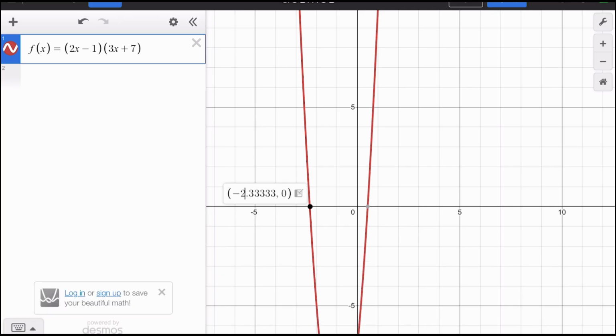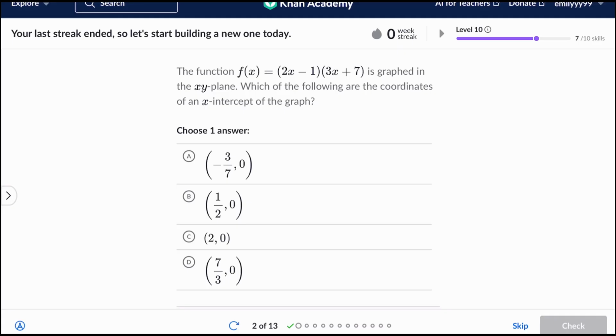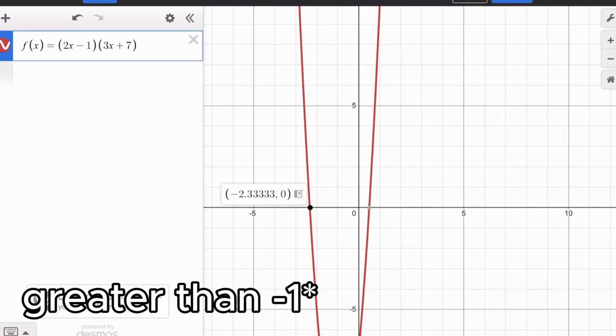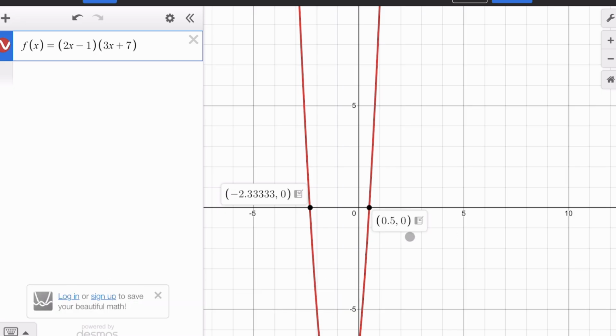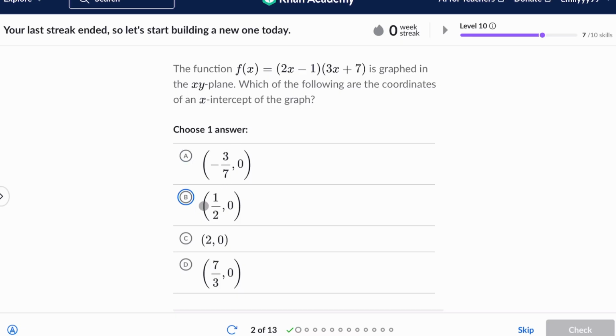So negative 2.333 is going to equal negative 7 over 3. I just put that into the calculator and checked. But none of them have negative 7 over 3. This is negative 3 over 7, but that's obviously wrong because that's going to be under 1 or over negative 1. And we have 0.5 here, which is 1/2, 0, and that's B. So B is going to be our answer.